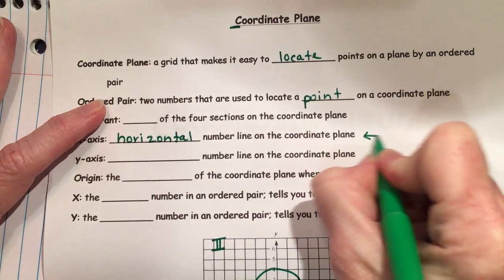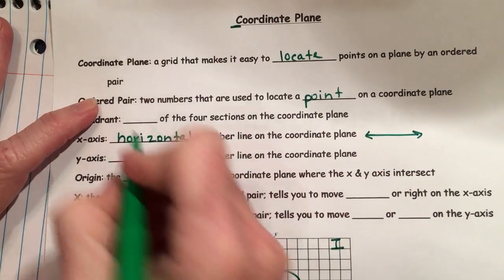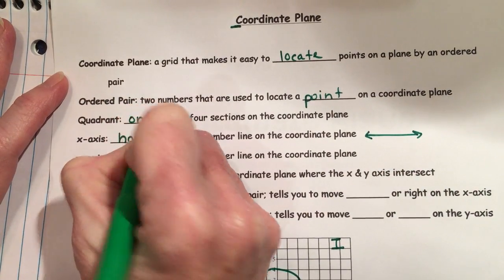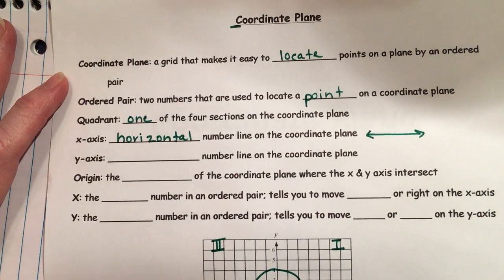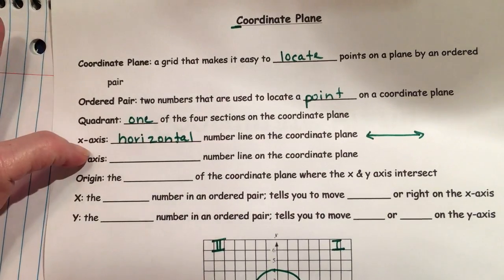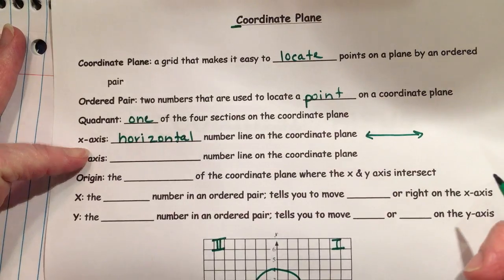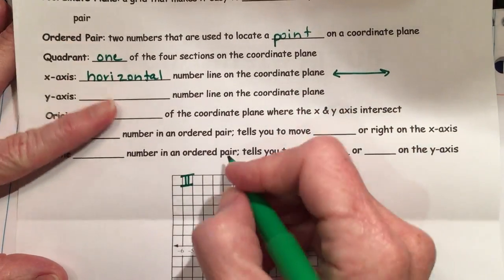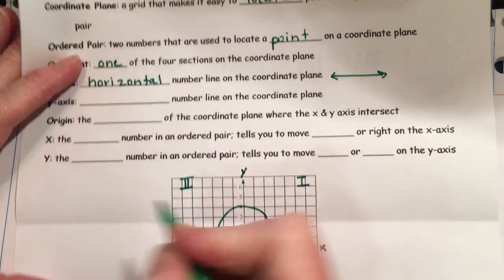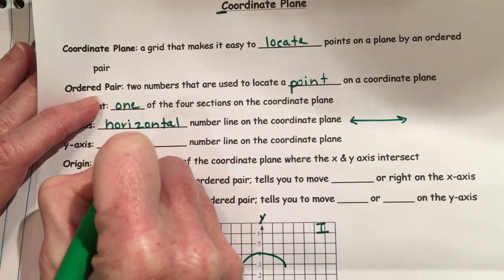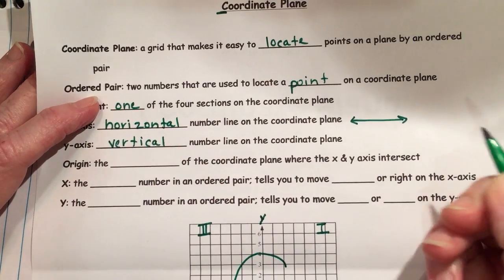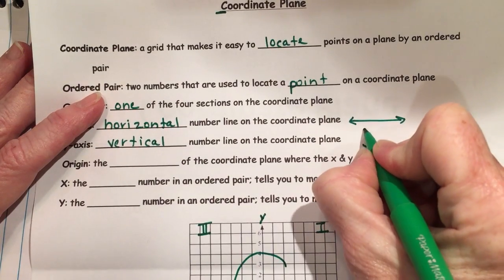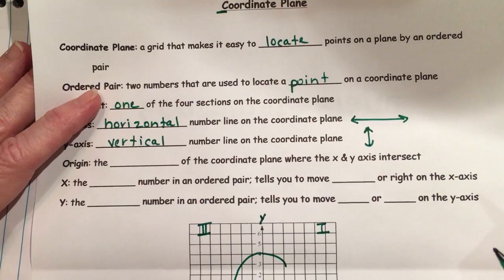So it's going to be going left and right. Sorry. A quadrant right here is one of the four sections on the coordinate plane. Your x-axis is going horizontally, and the line that goes up and down is known as the y-axis. You can see the y written right here. It's the vertical number line on the coordinate plane, so that would be going up and down like this.